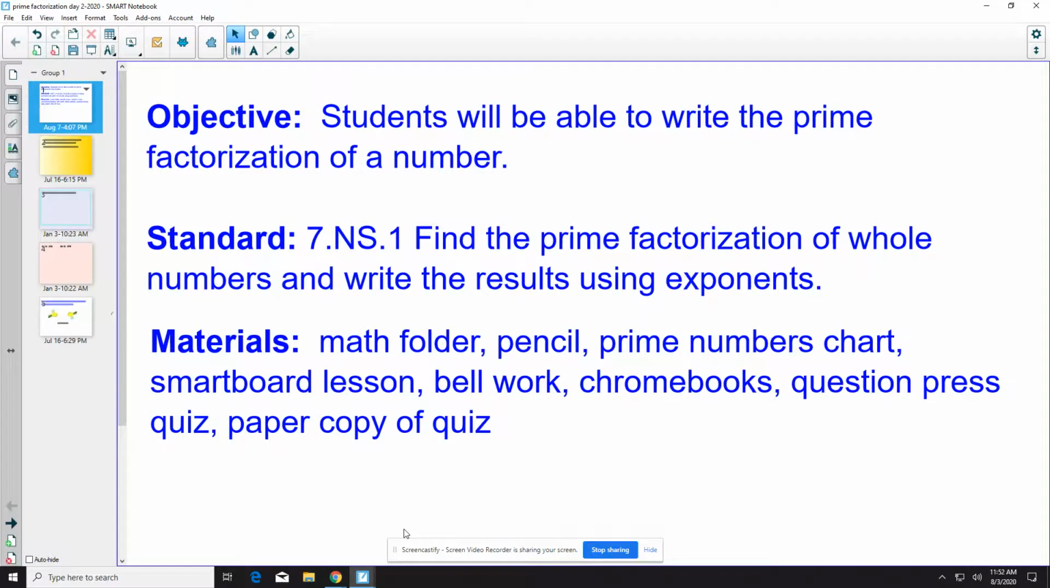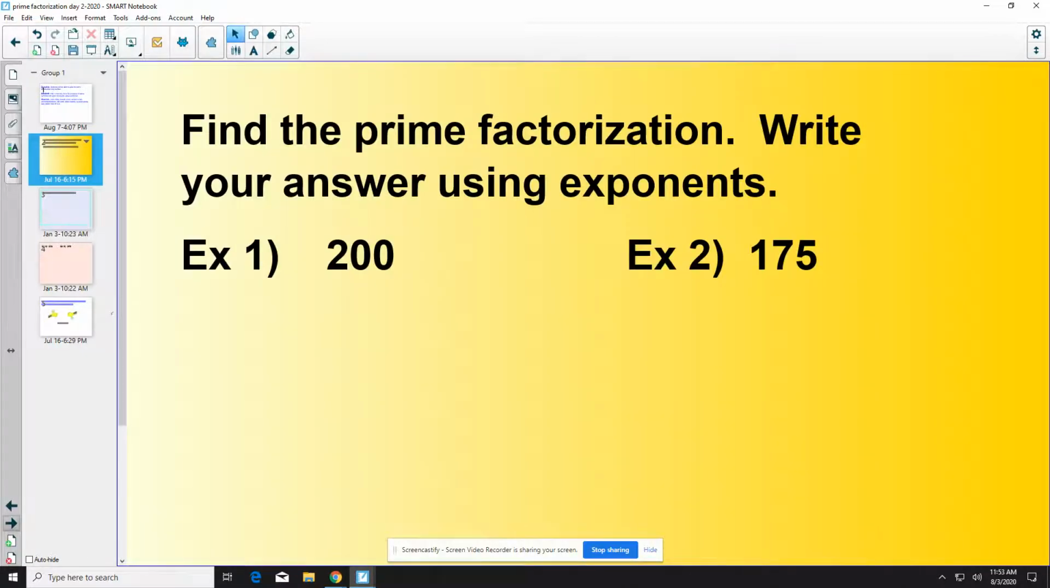Today we're going to find the prime factorization of a number. Today we're going to concentrate on larger numbers. This is the second day of prime factorization. Okay, so to find the prime factorization, what we do is make a factor tree.